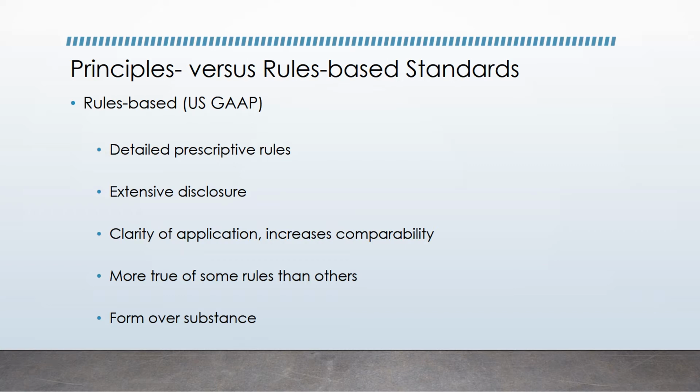This means that GAAP tends to have very detailed prescriptive rules. It tends to require extensive disclosure. There is a lot of guidance on clarity of how to apply GAAP in an effort to increase comparability. And as we talk through some of the differences and similarities, we'll see that this is more true of some rules than others. So one result of having a rules-based system is that in a lot of situations, what gets emphasized is form over substance, which is not a good thing. We'll be looking at an example of leases shortly to see exactly what I mean there.